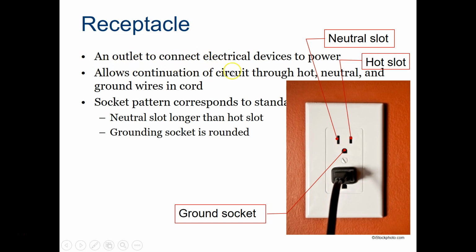It allows the continuation of an electrical circuit through the hot, neutral, and ground wires into a cord, and the socket pattern corresponds to a standard, and that neutral slot again is a little bit larger, and it's on the left-hand side than the hot slot. So if your house is not wired properly and those two are switched, you can have problems because then you can get a little bit more electricity through the larger side and hypothetically heat things up a little bit too much, and it can cause things to fail or it can cause fires.